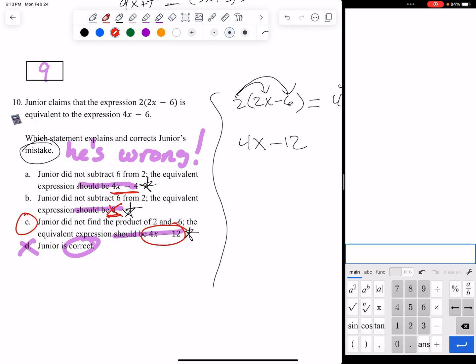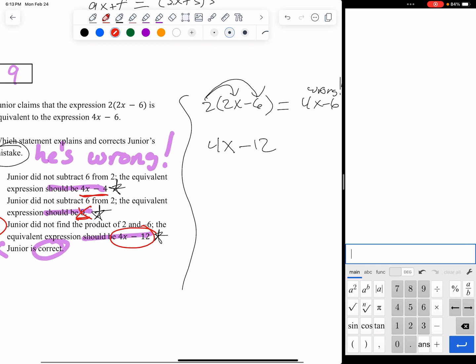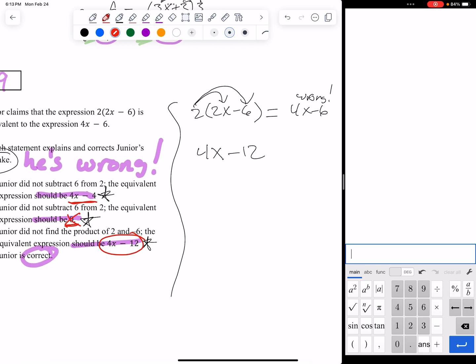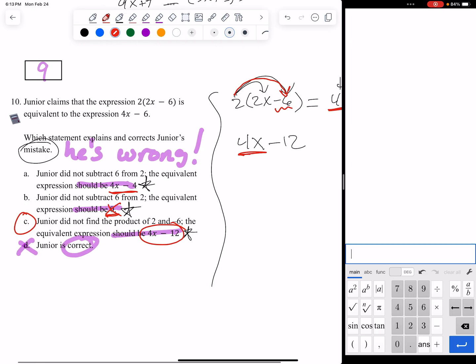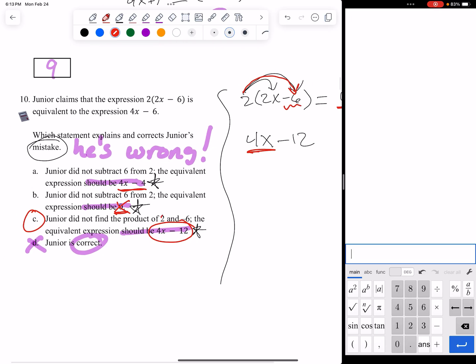So what did Junior not do? Junior did not find the product of 2 and 6. What are they talking about? Junior forgot to multiply that. So Junior got 4x, but he just left the negative 6 alone. So can you see what the answer is? He did not multiply the 2 times the negative 6.